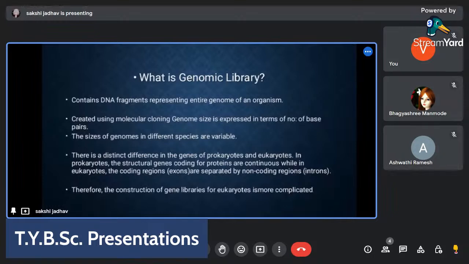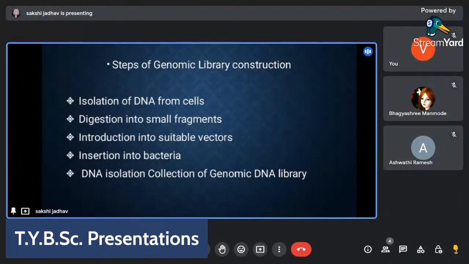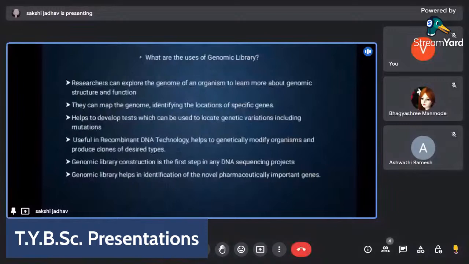In prokaryotic structures, genes coding for proteins are continuous, while in eukaryotes, the coding regions, exons, are separated by non-coding regions. Therefore, the construction of gene libraries for eukaryotes is more complicated. Steps of genomic library construction: first, isolation of DNA from cells; second, digestion into small fragments; then introduction into suitable vectors, insertion into bacteria, and then DNA isolation and collection of the genomic DNA library. So, what are the uses of a genomic library?